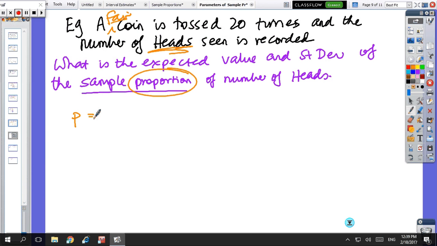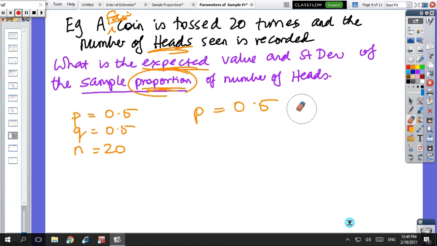Okay, we're back. So P is 0.5, Q is 0.5, number of trials was 20. So the expected value of P hat, I just stopped there for a sec. The expected value of the proportion, so we're just looking for the P value. I was going to do the expected number, but it's the expected proportion. So the expected proportion is 0.5. We're expecting to get 0.5. Just make sure it's written clearly.